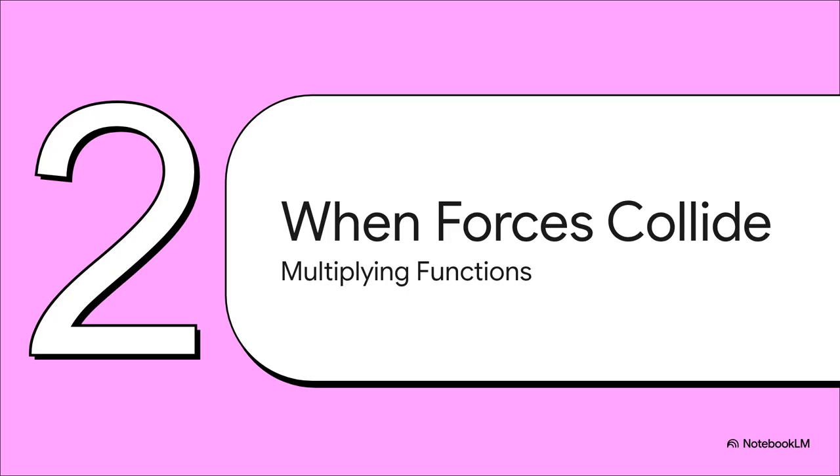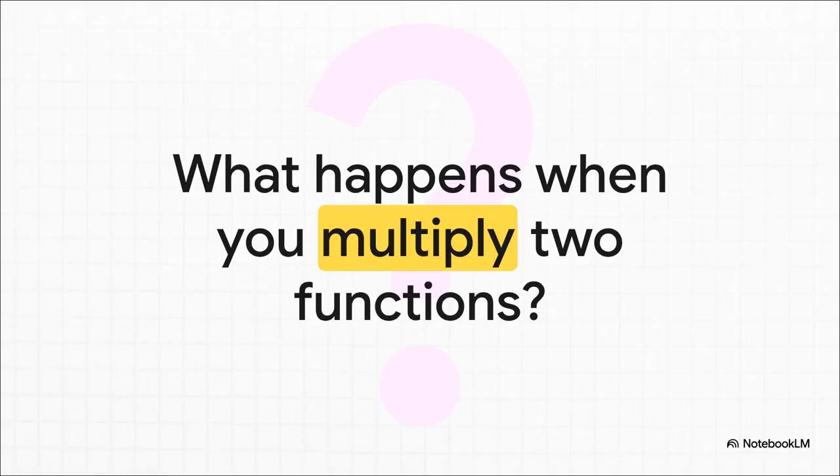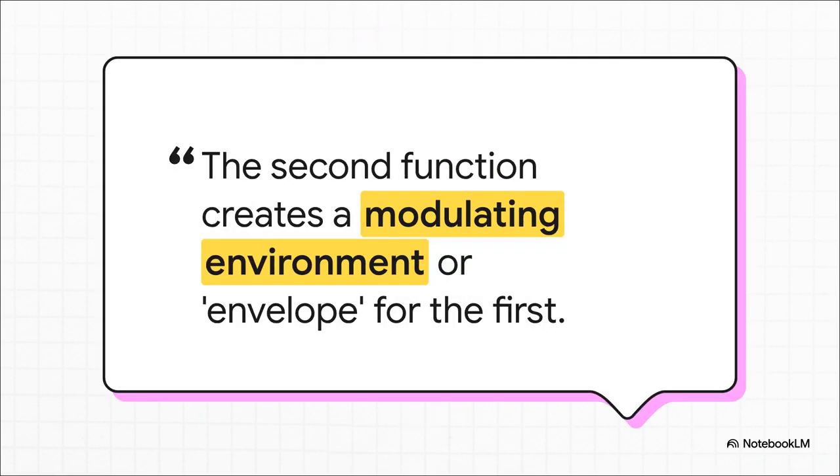So if functions are these space-warping forces, the next logical question is, what happens when two of these forces act at the exact same time? Let's think about what it means to multiply two functions, say f of x and g of x. This isn't just some abstract thing you do on paper. It's one force interacting with another. So what does that even look like? Here's a really powerful way to visualize it. The second function, g of x, creates a kind of modulating environment for the first one. It acts like a boundary or an envelope that contains and shapes the behavior of the first function.